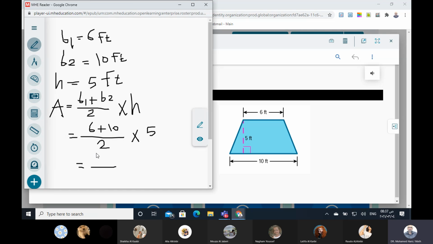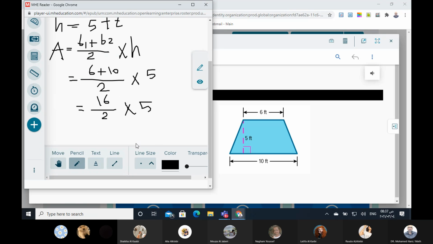6 plus 10 will be 16, divided by 2, times 5. Now 16 divided by 2 will be 8. 8 times 5 will be 40. And the unit is feet squared.